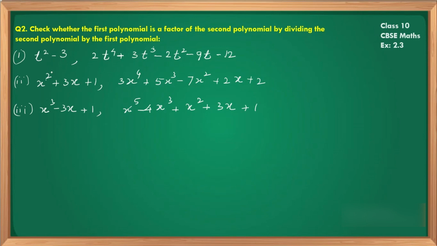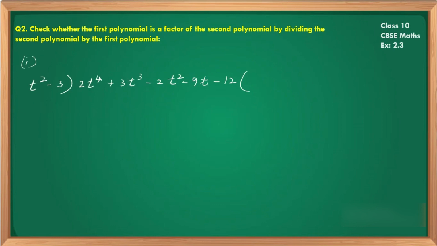We say it is a factor when the remainder is 0. For example, if I divide 4 by 2, and it is divisible completely and you get 0 remainder, 2 is a factor of 4. Similarly, in this case, if this polynomial is divisible completely by the first polynomial and you get remainder 0, only then the first polynomial will be a factor of the second polynomial. So let us start one by one. This is the first question.